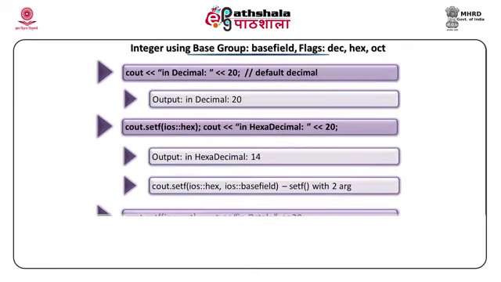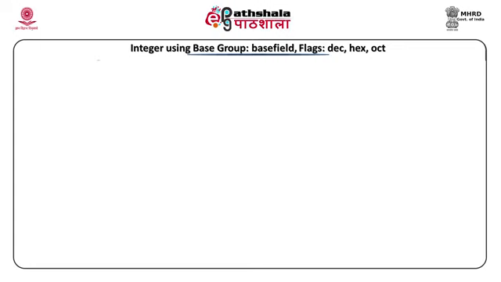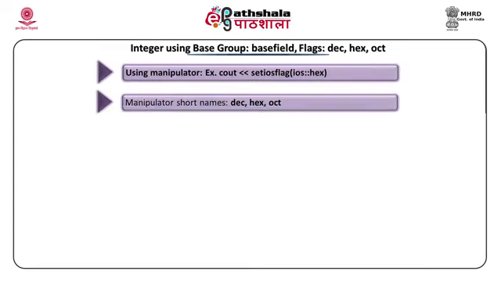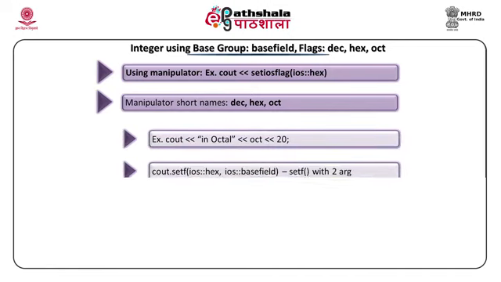Integers, when they are to be displayed or considered as an input in the given base. Here the base may be either octal or decimal or hexadecimal. To specify base, we use the group basefield, and the bit flags dec, hex and oct. For the manipulator names we can use dec, hex and oct.